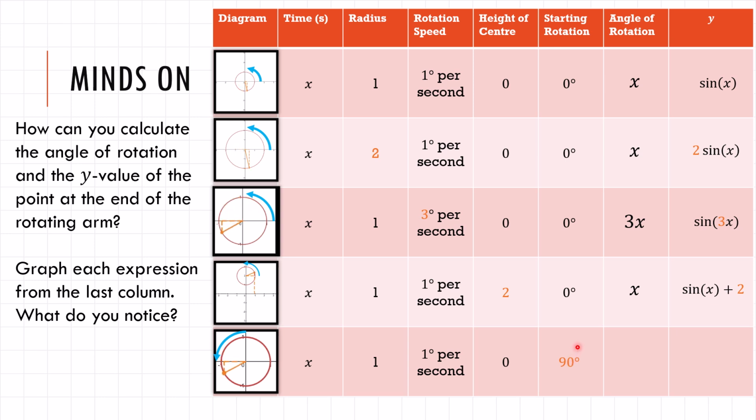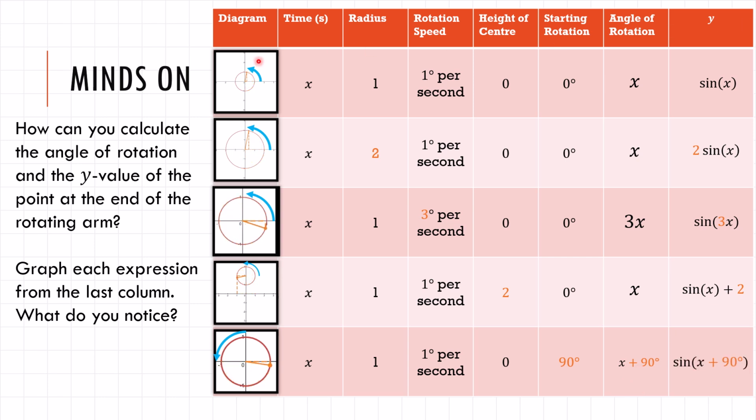Well, to find the angle of rotation here, it's not exactly the same as the number of seconds. We have to take the number of seconds and add the amount that it started with, which is 90 degrees. So it's actually going to be x plus 90. And to find the y-coordinate, just like these circles, all we have to do is take the sine of whatever the angle of rotation is. So sine of x plus 90.